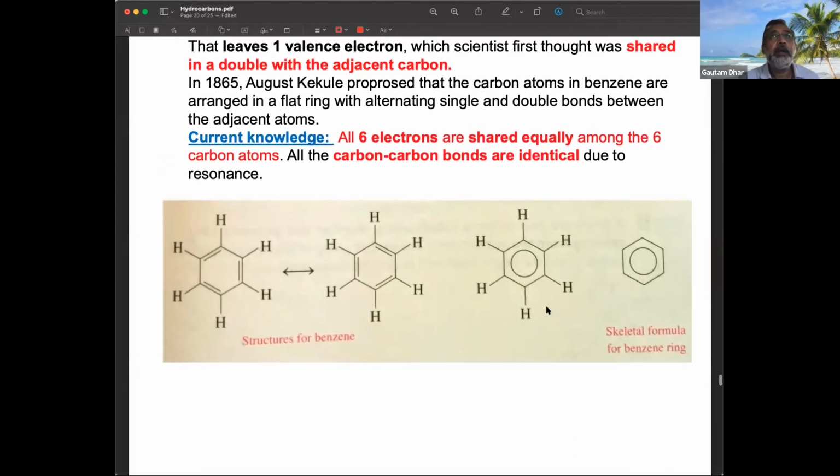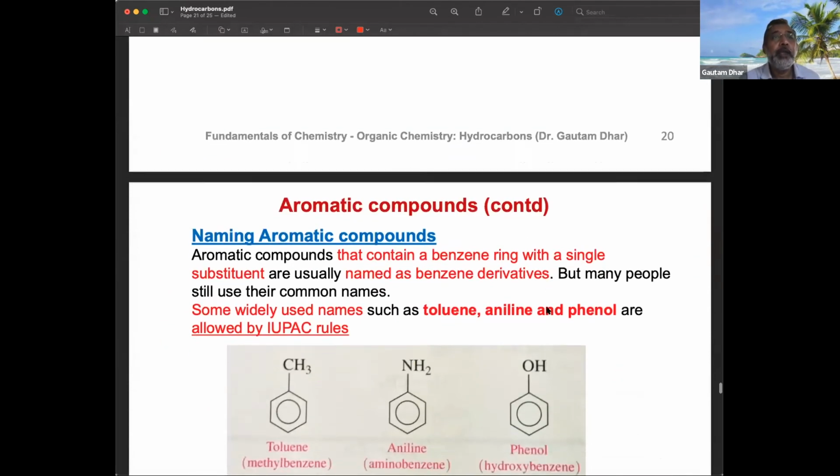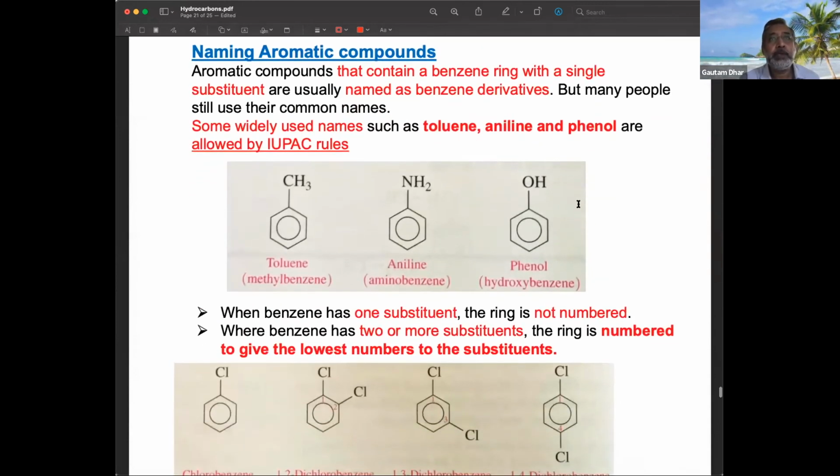So this is the benzene ring, and benzene can have substitutions. Now these three substitutions that you see are very important ones, and you have to memorize them: toluene, aniline, phenol. And what are these? These are called the functional groups. CH3 is called the methyl, NH2 is the amine, and OH is the hydroxy.